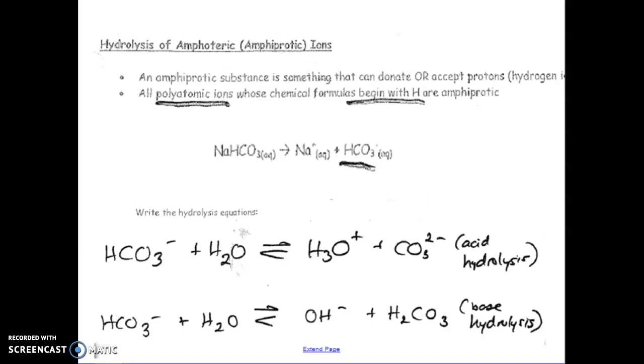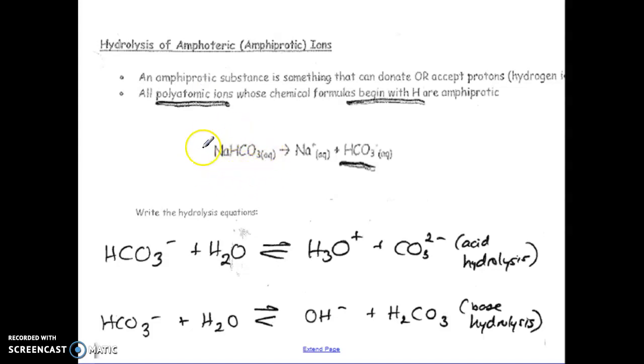Okay, so the last portion here, there are just some things I want to bring up that you're going to come across. Sometimes you're going to have ions in your salt solutions that could actually go one of two ways. If you recall, something that's amphiprotic or amphoteric is a substance that could behave as an acid or a base. So sometimes you're going to have an ion in your solution that can do this.